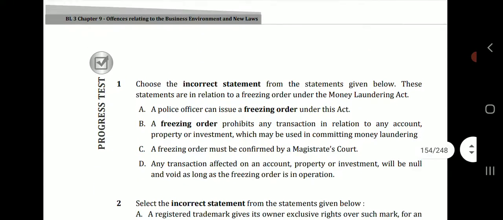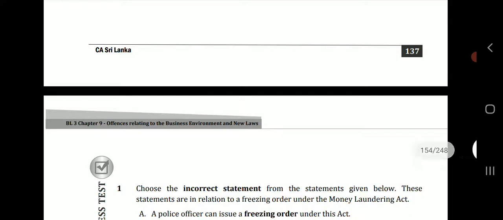So that's it for this lesson. The offenses related to business environment and new laws, chapter 9, has been concluded, and I will see you in chapter 10.